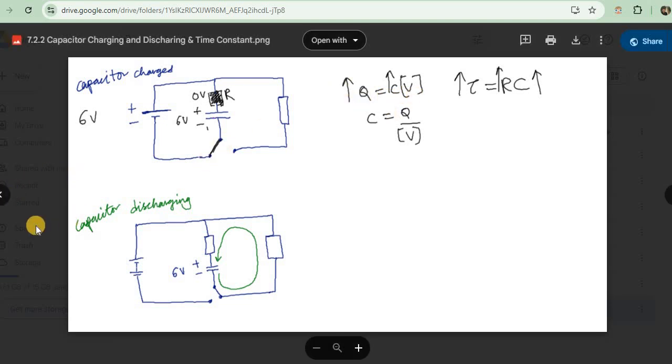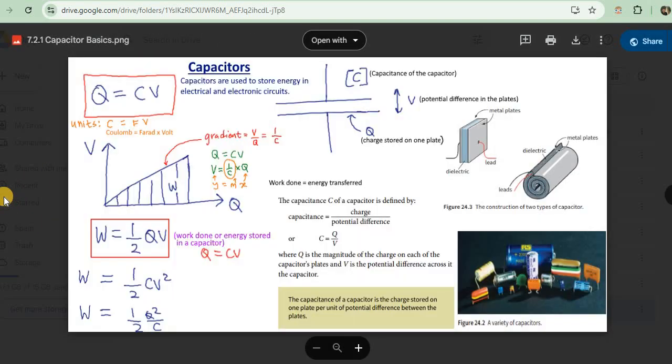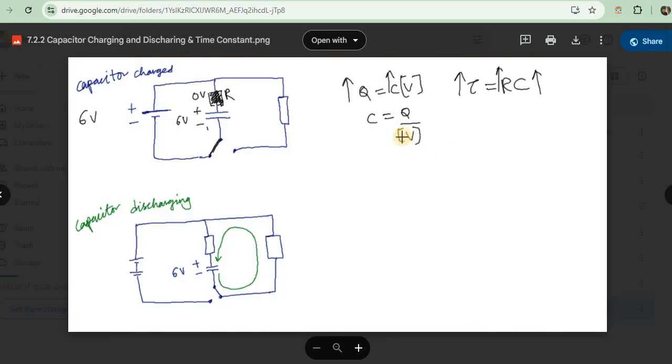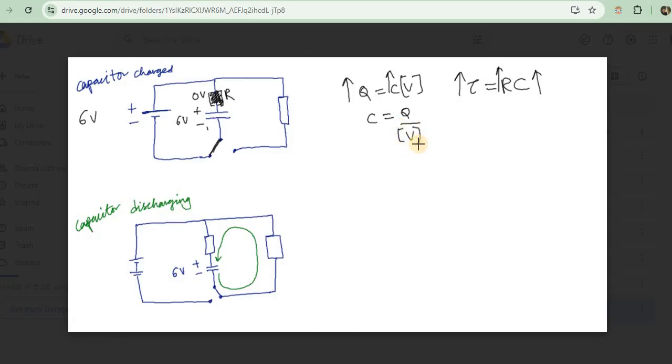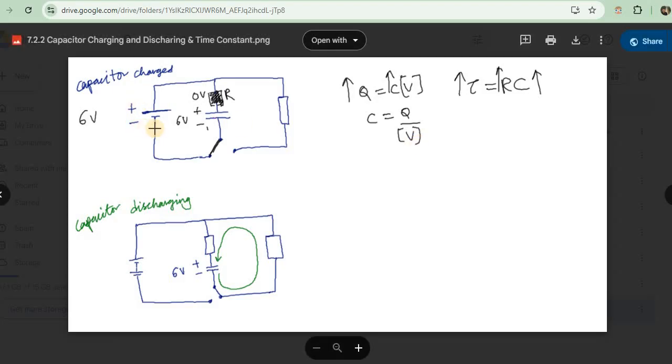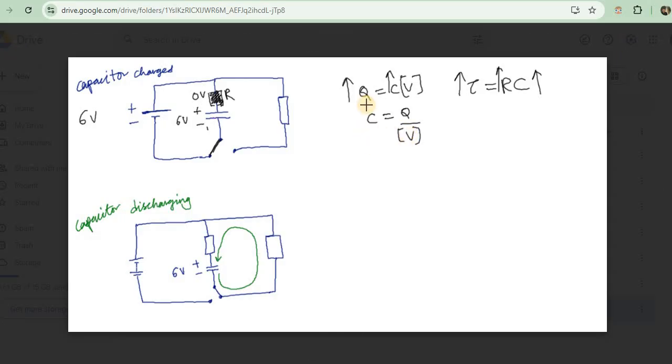One more thing. Now if you have a fixed potential difference across a capacitor, the amount of charge that capacitor can store depends on its capacitance. Let's say we have a battery, like this, 6 volts, but the greater the capacitance of the capacitor, the more charge it can store. So for the same potential difference, if the capacitance is higher for that capacitor, it can store more charge. So remember, Q equals CV.